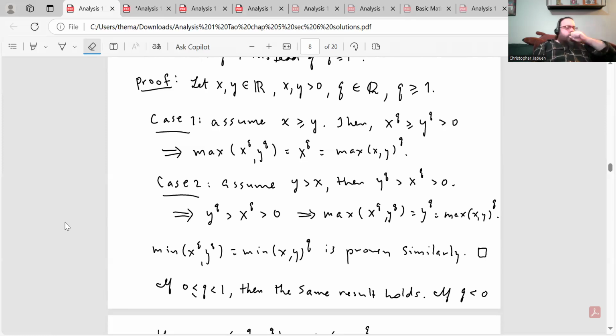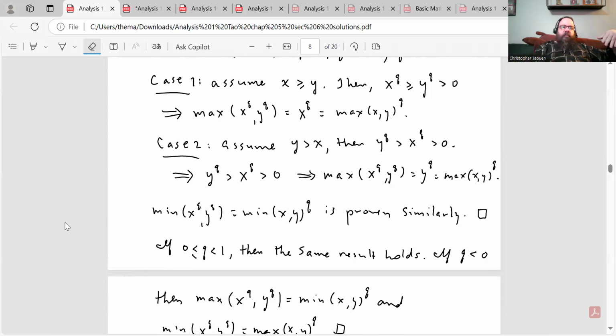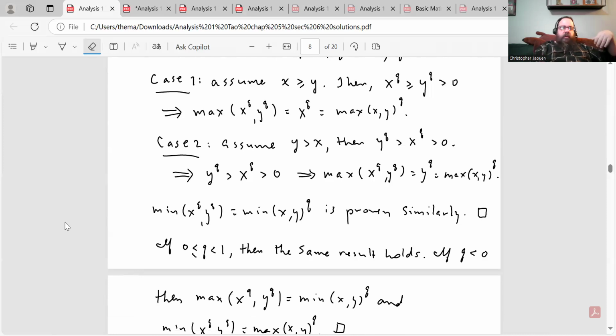Assume y is greater than x, then y^q is greater than x^q, which is greater than 0, by proposition 5.6.3. That implies that max(x^q, y^q) is equal to y^q, which is the same thing as (max(x, y))^q. And like I said, the other part, for the minimum, is proven similarly, so I just skipped it.